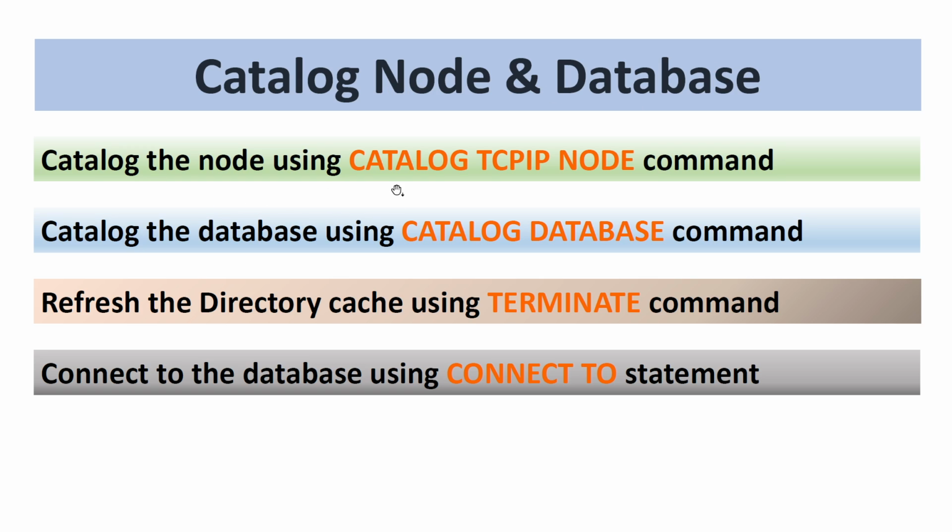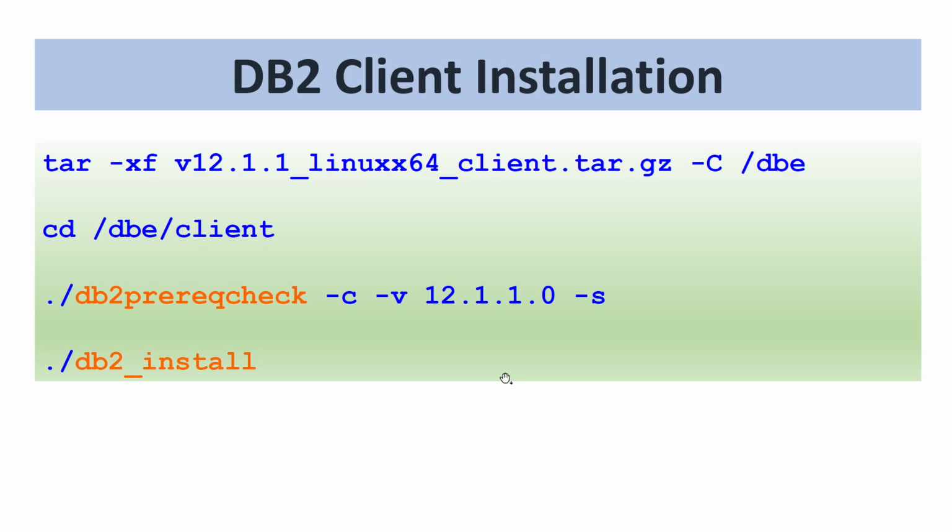To catalog the node, you will use the catalog tcpip node command. To catalog the database, you will use the catalog database command. Once the node and database have been cataloged, refresh the cache using the terminate command, and finally use the connect to statement to connect to the database. Now, let's see the steps in detail.